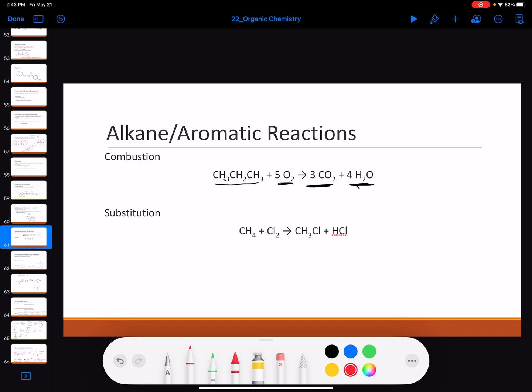Okay, substitution. Substitution occurs when I swap one thing in for something else. So notice that I had 4 hydrogens attached to that carbon. I'm going to swap one of those hydrogens out and replace it with a chlorine. That spare hydrogen went over here and attached to the spare chlorine, and they went on their way. Okay, so that's a substitution reaction, swapping one atom for another.